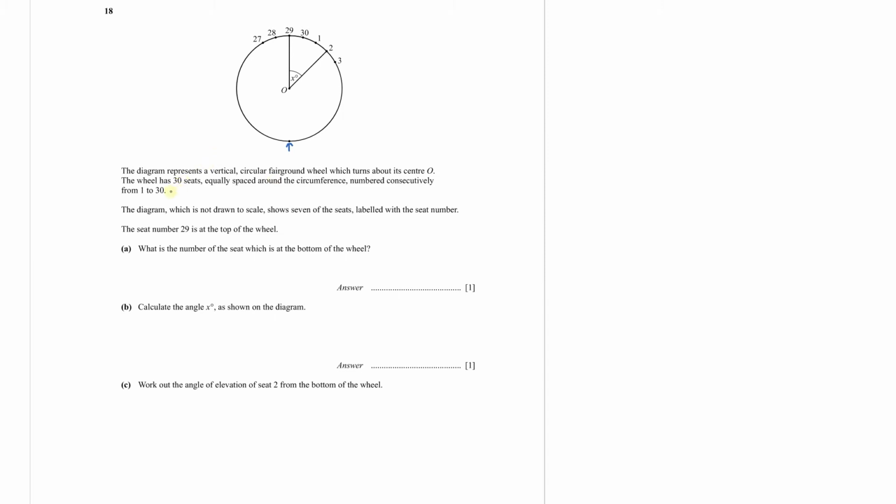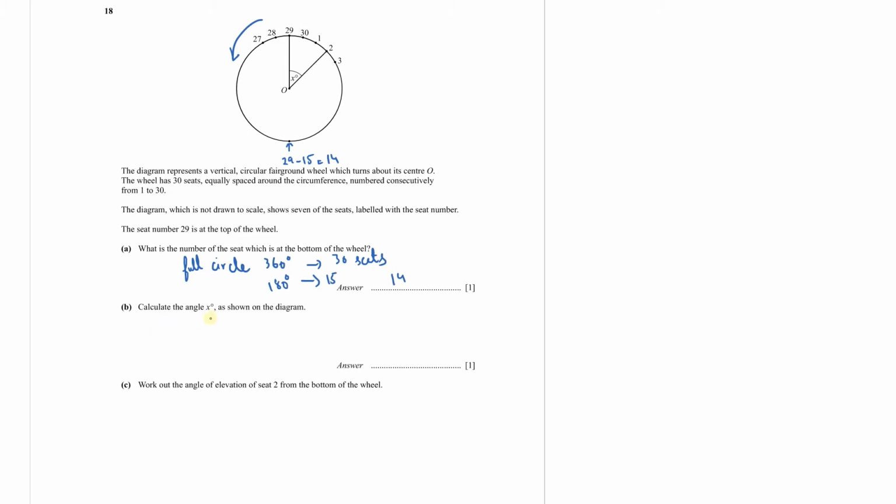So how many seats in total are there? There are 30 seats in a full 360-degree circle, right? So if you're looking for the seat at the bottom, if the top one is 29, the bottom one is half a circle away, right? So the full circle 360 degrees is 30 seats. So 180 degrees will be how many? 15, half of the 360. So half of 30 will be 15 seats. So that means there are 15 seats in this half circle. So if the 29 one is on the top, that means the bottom one is what? If I go in this direction where the seat numbers are decreasing, 29 minus 15 is 14. So the seat number 14 is at the bottom of this wheel.